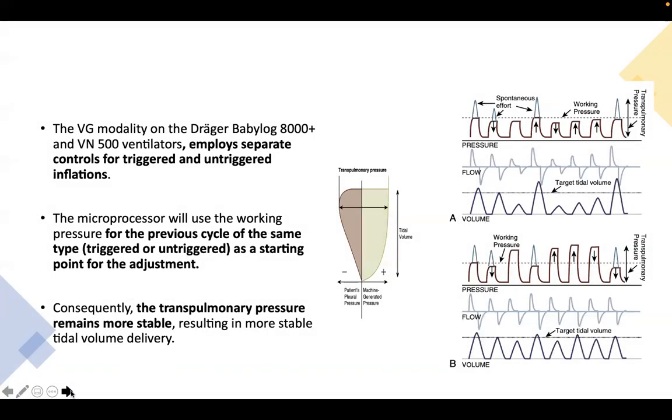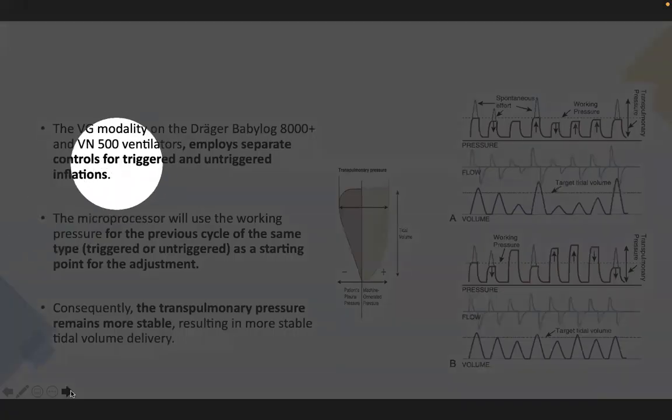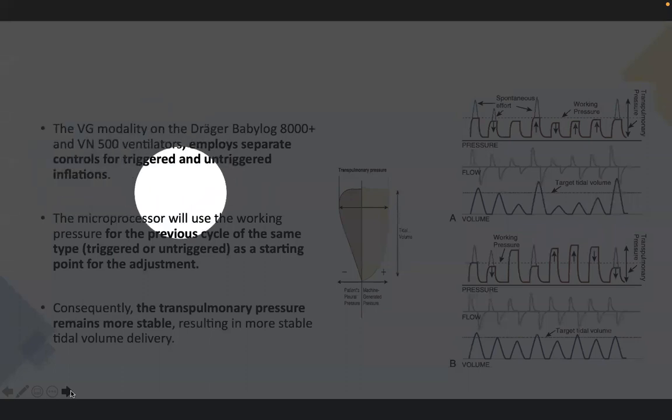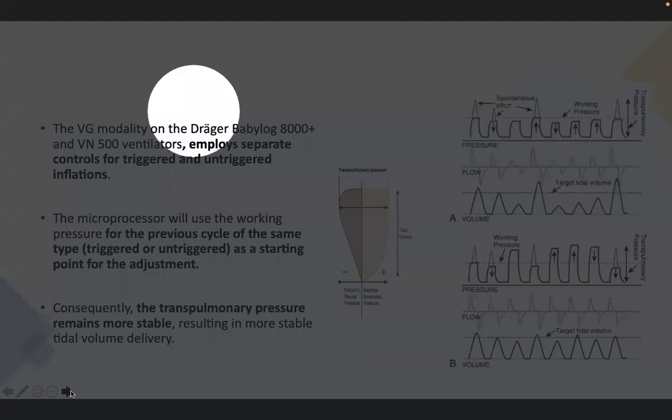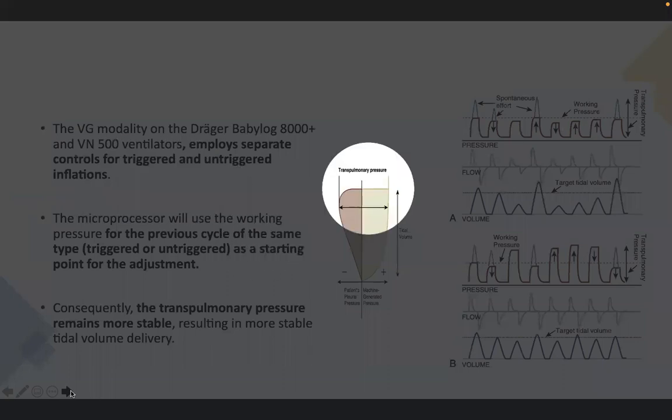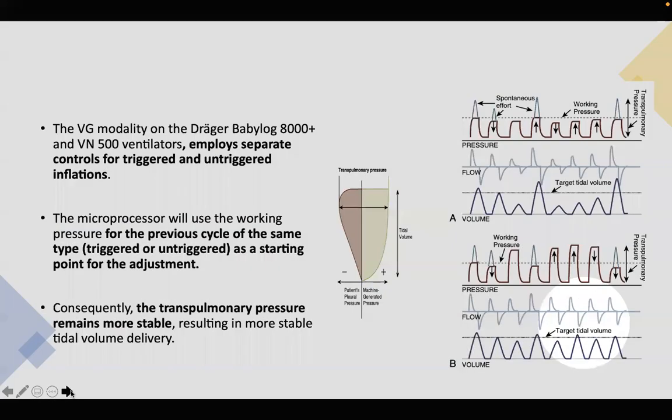What it essentially means is that a patient may be triggering or not triggering. If a patient is triggering, then according to that particular volume, the microprocessor or the flow sensor will sense it, and it uses separate algorithms for triggered and untriggered inflations. For triggered inflations, the following triggered inflations will be adjusted. For untriggered inflations, the following untriggered inflations will be adjusted.